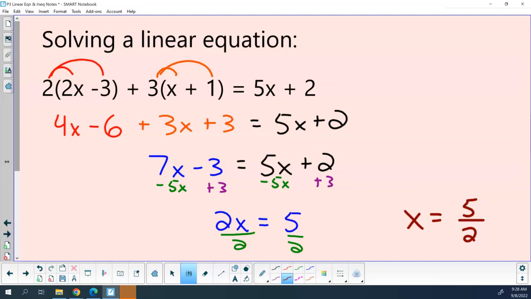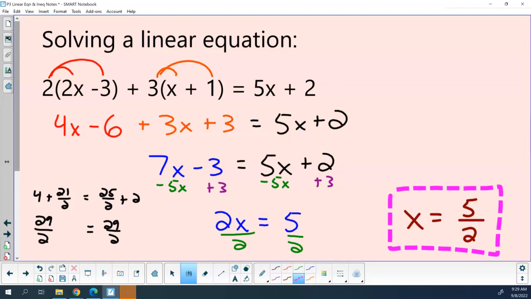Quick check. 5 halves times 2 is 5, minus 3 is 2, times 2 is 4. So this one over here is 4. 5 halves plus 1 is 7 halves, times 3 is 21 halves. So that's going to give me 29 halves on the left side. 5 halves times 5 is 25 halves, plus 2. 2 is 4 halves, so that's going to be 29 halves. Boom. Did it, done, did it, write it.